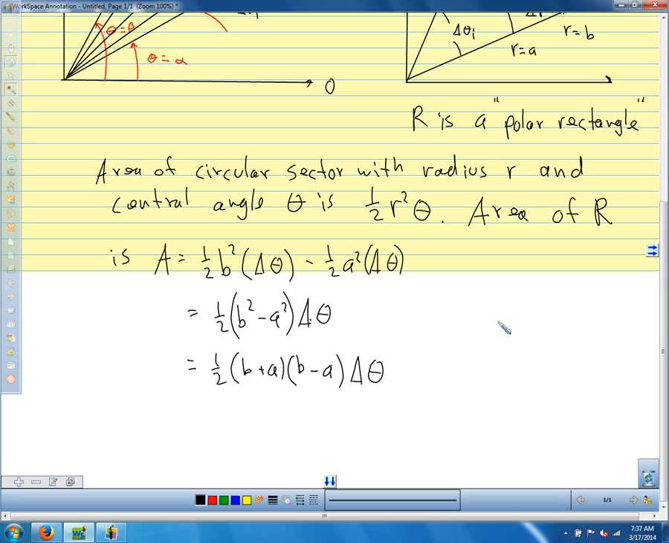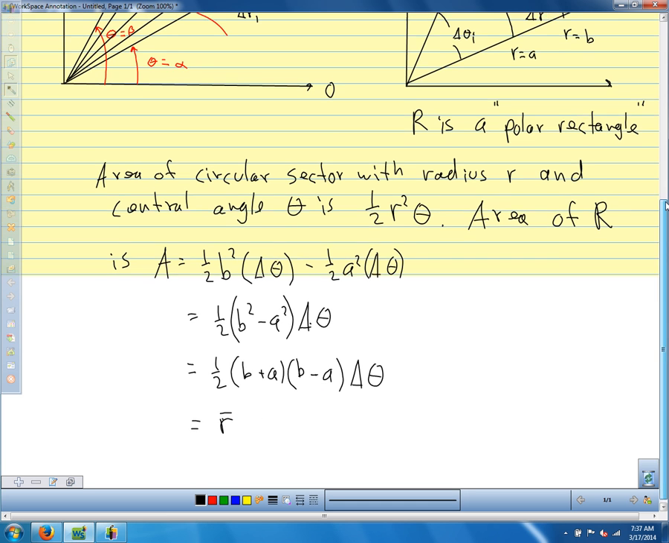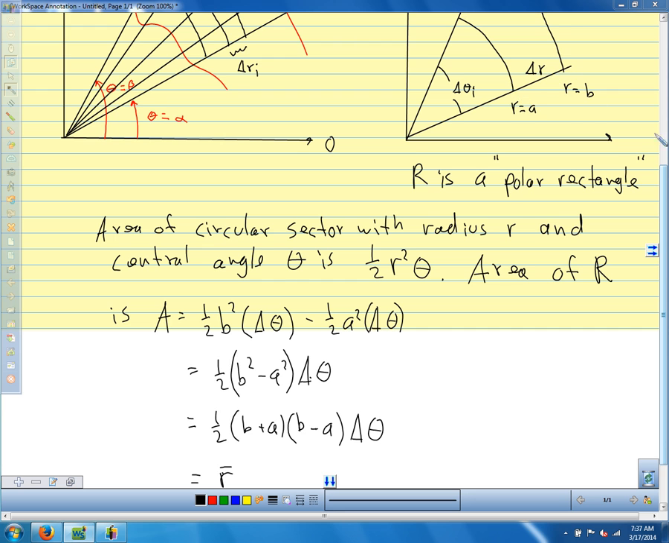There we go. What is this expression 1/2 (b plus a)? What do we get when we add two things together and divide by 2? What if your score on one test was 92 and the other was 87, and you add them together and divide by 2? What do you get? Average. This is the average radius in the sector. So we write that as r bar. And b minus a is delta r.